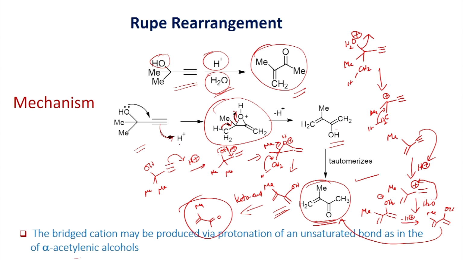The triple bond undergoes protonation as shown here. This can be assisted by this lone pair of the oxygen. You will be able to have this cation intermediate. Once we have this one, then you will be able to form this enol. This enol can be converted into ketone.